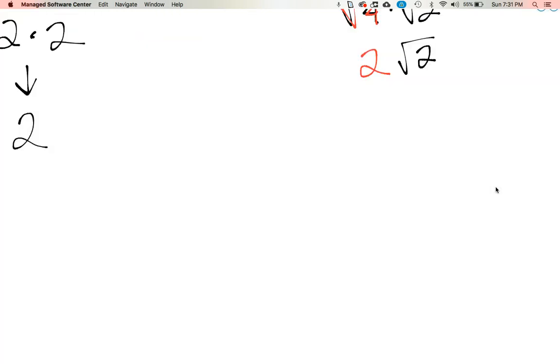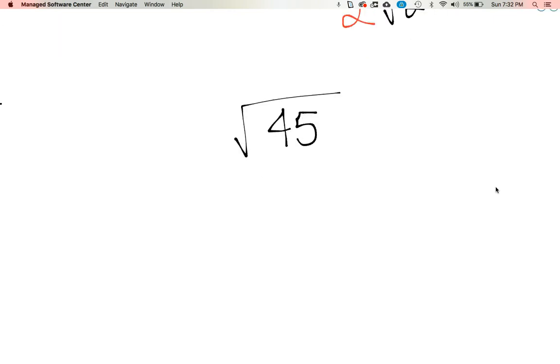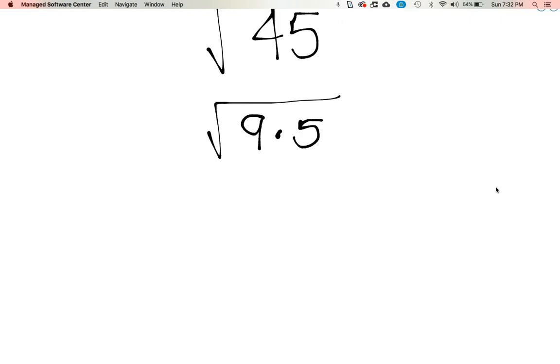Let's try another one. The square root of 45. Now you might say 3 times 15, but 3 and 15, neither of them are perfect squares. So what are the other two factors where one of them is a perfect square? Hopefully you're saying 9 times 5 out loud.